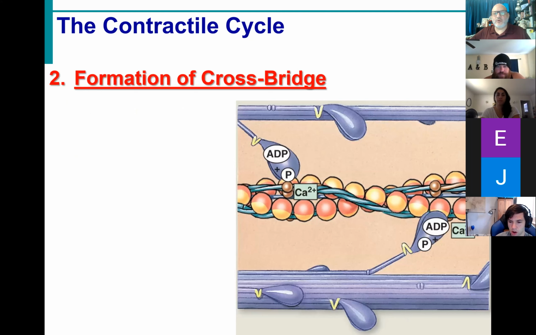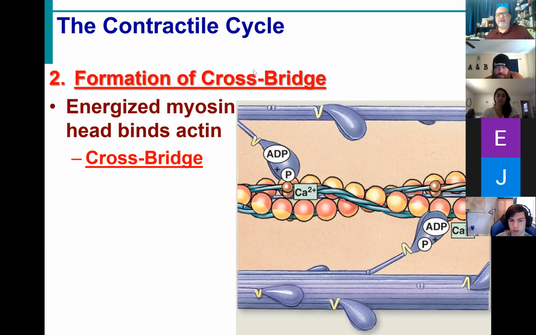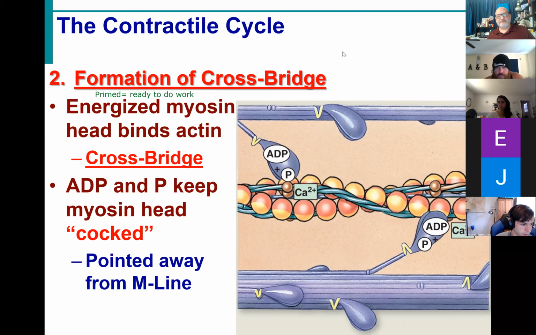Our myosin head is going to grab onto the actin, forming that crossbridge. That energized or primed, cocked, whatever term you like, which basically means ready to do work. So that energized myosin head is going to form a crossbridge, binding to the actin. Remember, only the primed myosin heads are able to do this. They've already split the ATP, storing the energy, and they're pointed away from the M line.